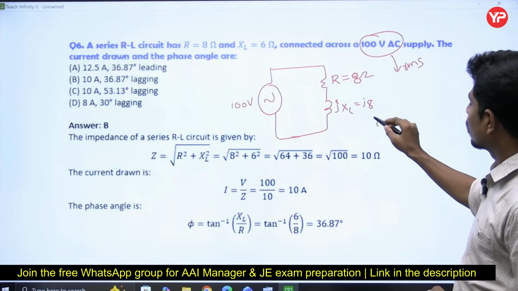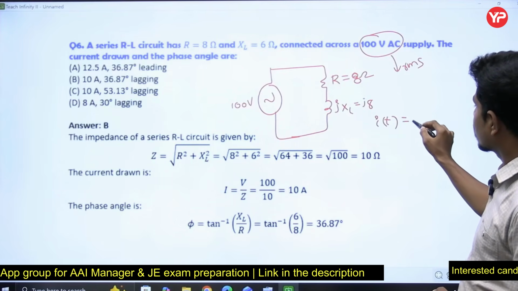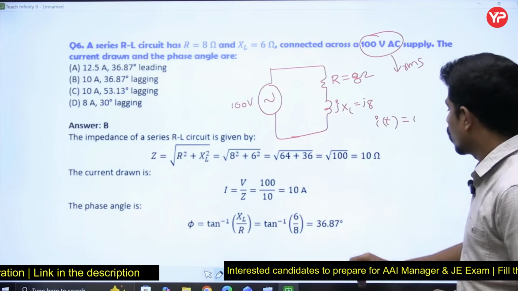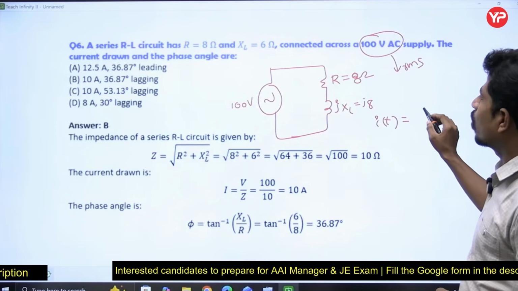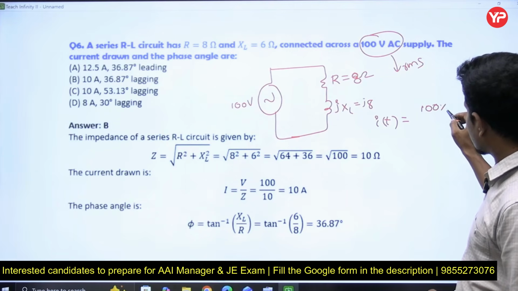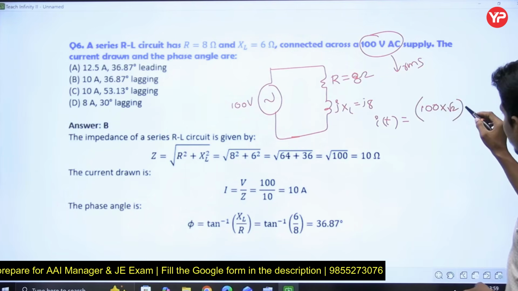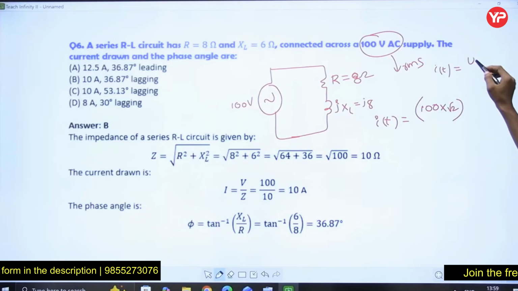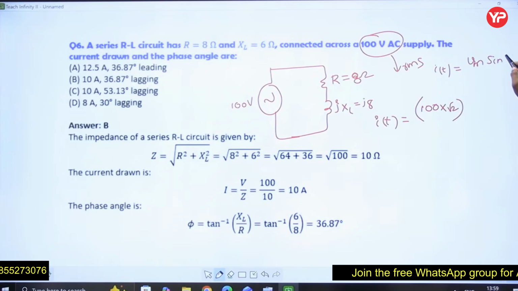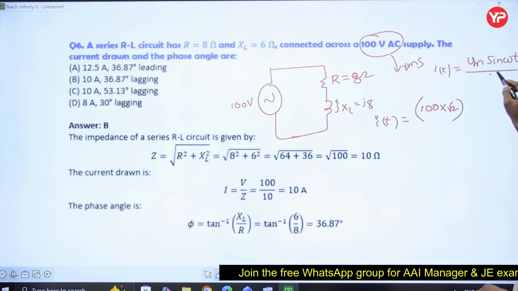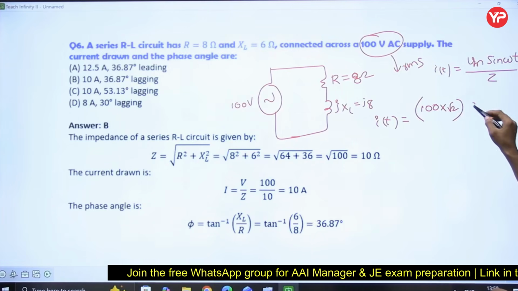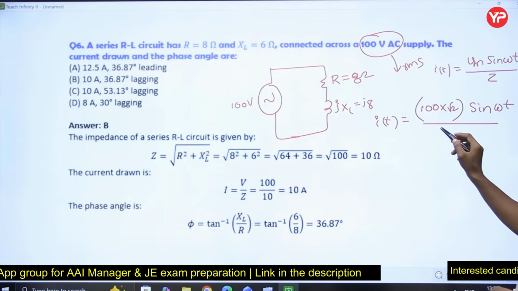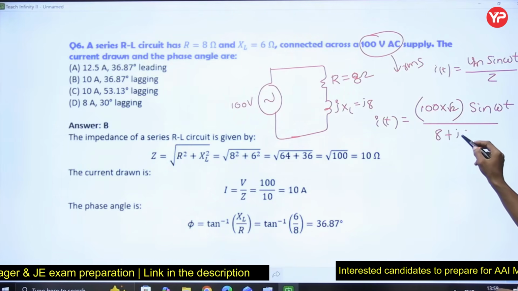Now, he is asking about the current. Current is equal to voltage divided by impedance, right? What is the voltage? 100 RMS, into root 2 will be the maximum value. I of t is equal to Vm sine omega t divided by Z. What is Z? Z is equal to R plus jX.